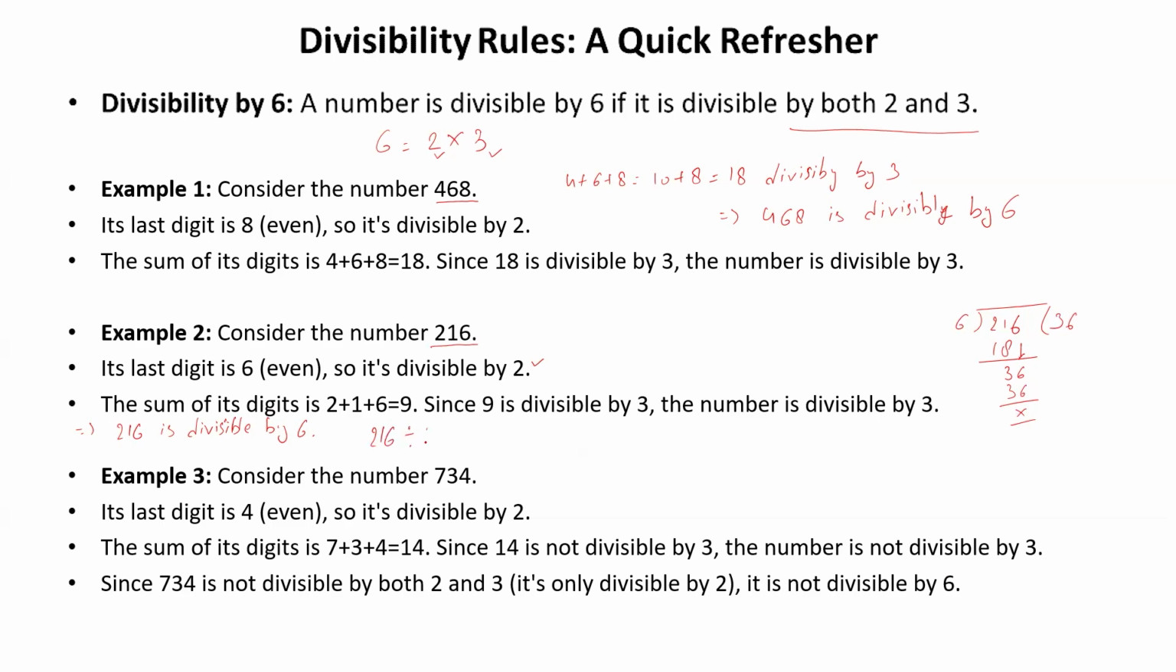So, if you divide it by 6, you will get 36. Similarly, you can check for 468 also. Now, let us look at this number, 734. Again, you want to check whether this number is divisible by 6.